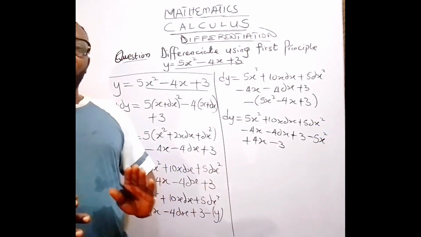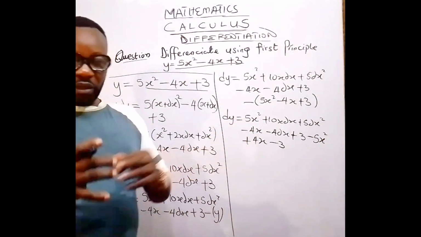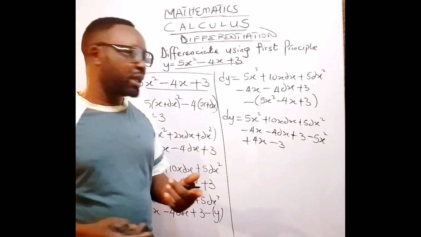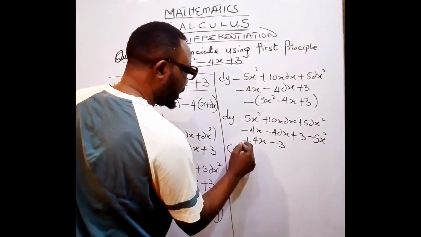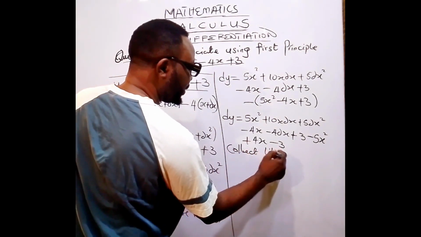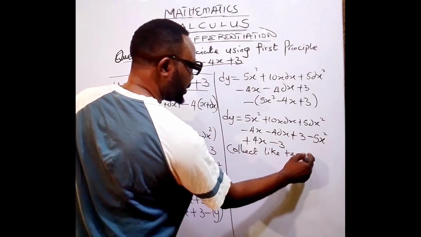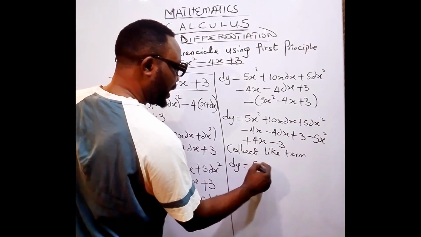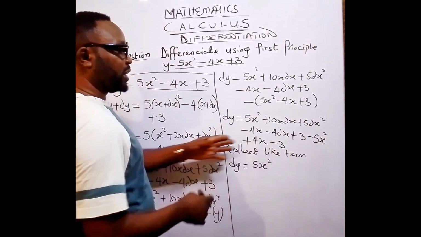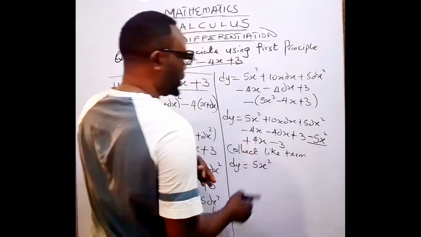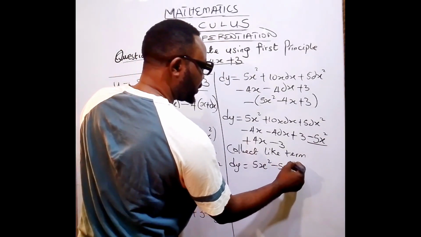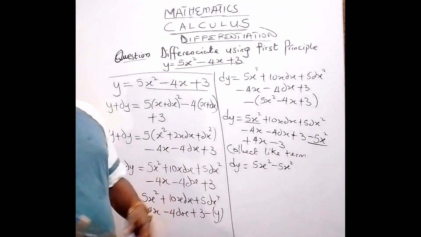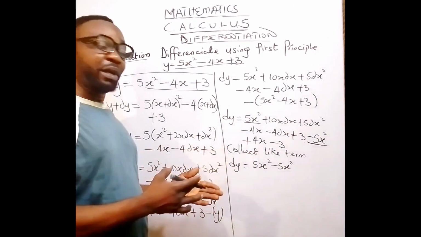The next thing I'll do here is to collect the like terms, because some terms are looking alike there. So let's look at those terms that look alike now. So 5x squared, we're having the y now will be equal to 5x squared. What other terms look like 5x squared? This is minus 5x squared. Please underline it so that you'll be able to know those ones that you have removed and those ones that are left behind.